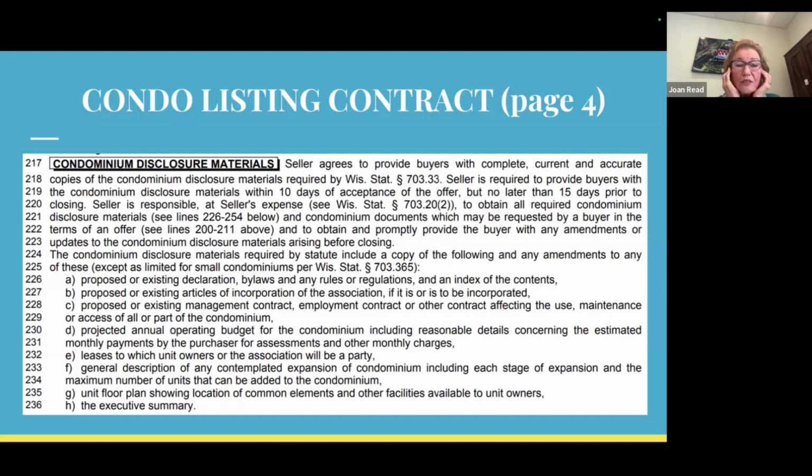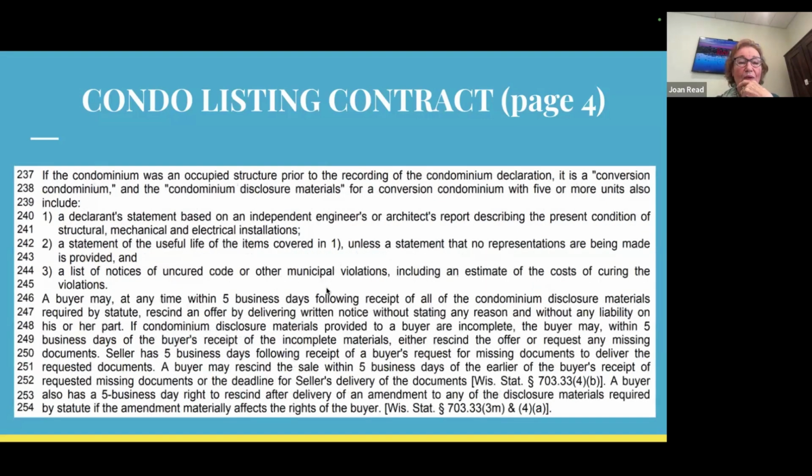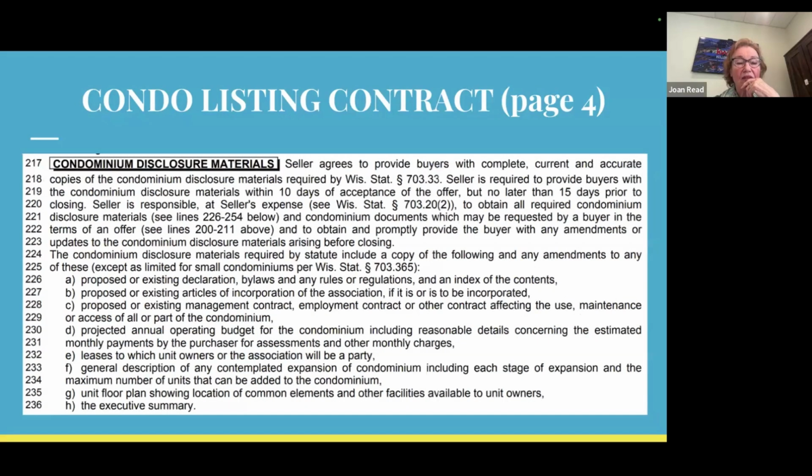The condominium disclosure materials required by statute include a list of the following and any amendments of these. So I'm not going to read every one of those, but those are what you are going to be sending to the buyer and the buyer's agent. So as I say, typically all of these are bound into one document of the disclosure materials. They come in a little book.